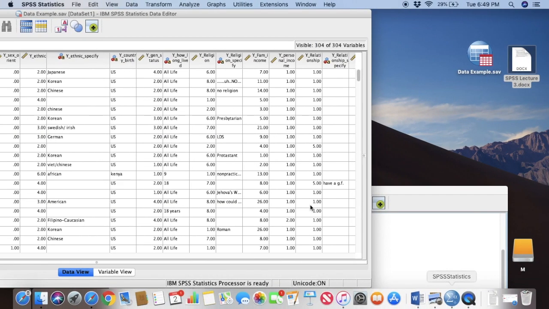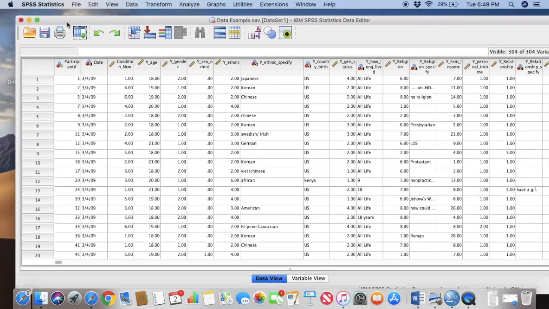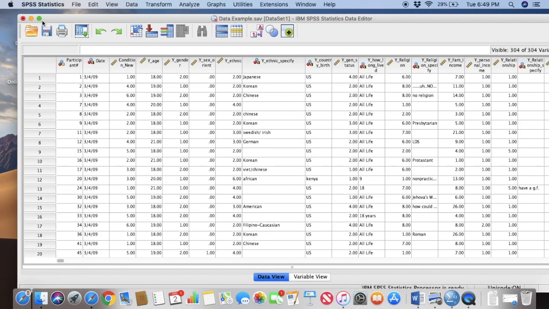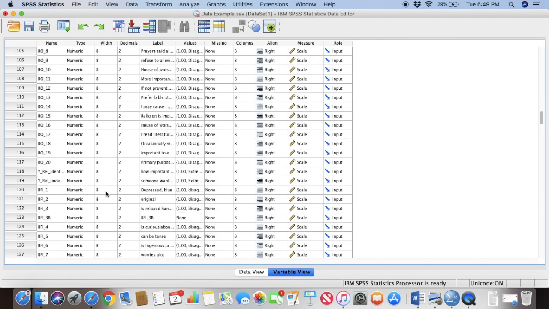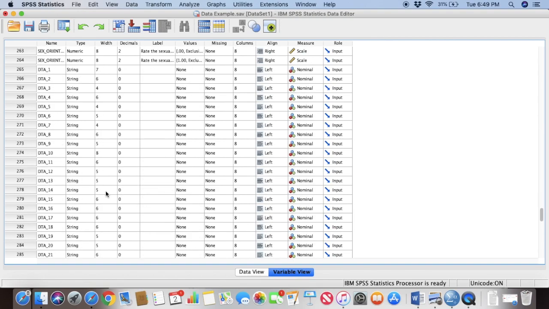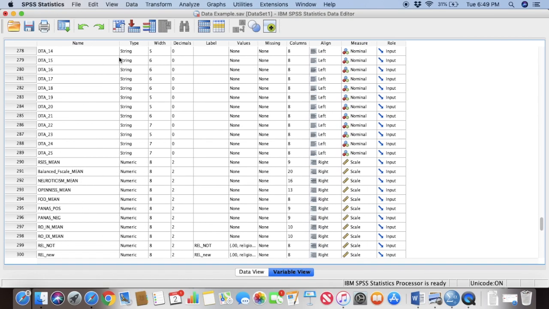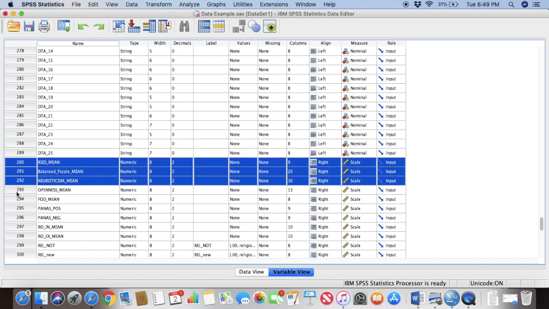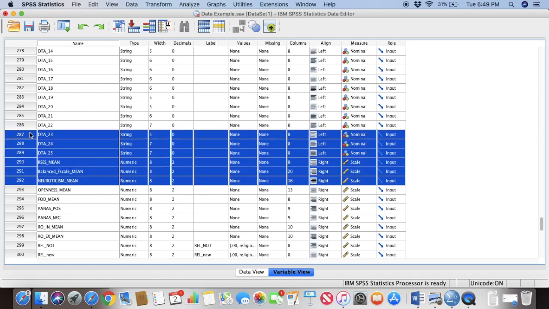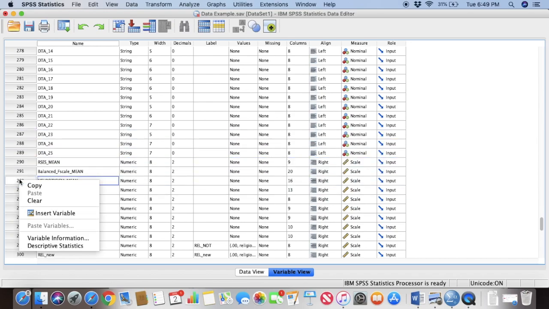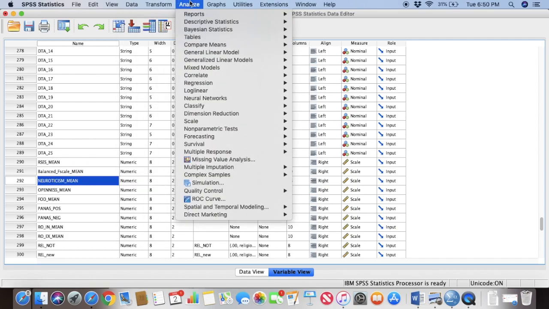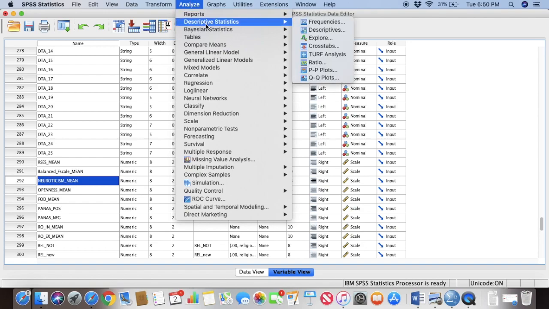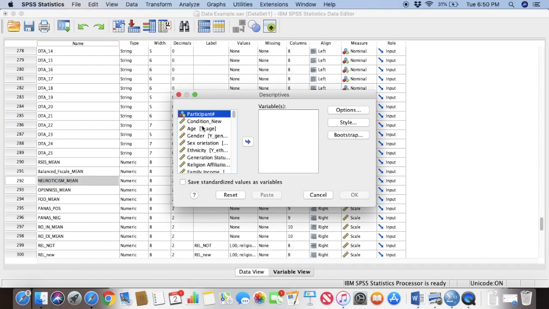So let's go ahead and find the data set. And once we're in the data set, let's find this neuroticism mean variable. Perfect, so there it is. Now, if you want, you could take this variable and move it, but it's not letting us. That's okay, we'll just leave it right there. Nothing wrong with that. Okay, so now go to Analyze, Descriptive Statistics, Descriptives.